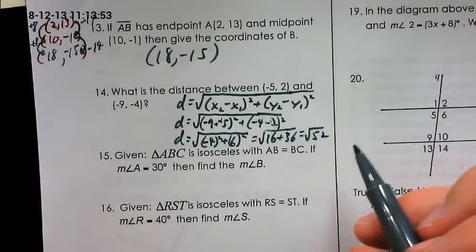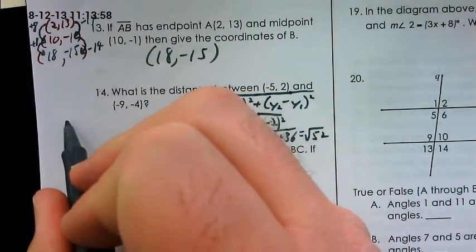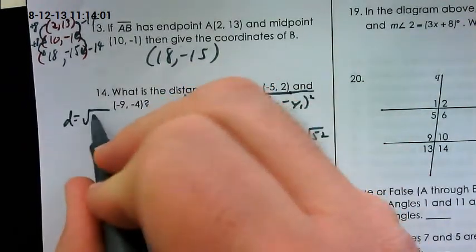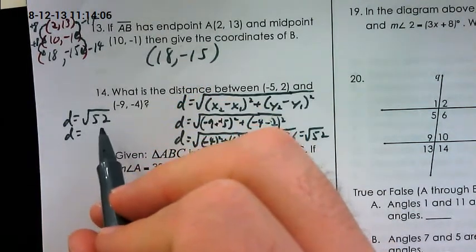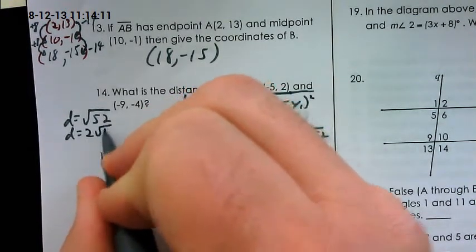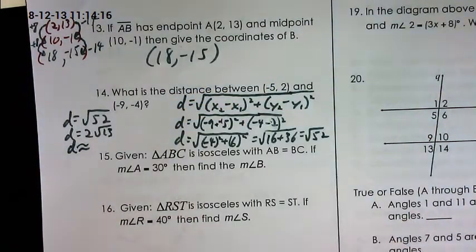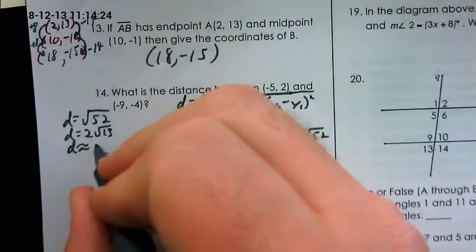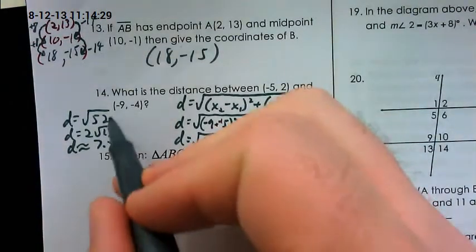Which we could either write as a simplified radical or as a decimal. So, acceptable answers, square root of 52. If we broke this up, 52 could be 4 times 13. So square root of 4 is 2, and 13 would stay under the radical. Or as a decimal, square root of 52 is 7.21, rounded to the hundredths place. So those are acceptable answers.